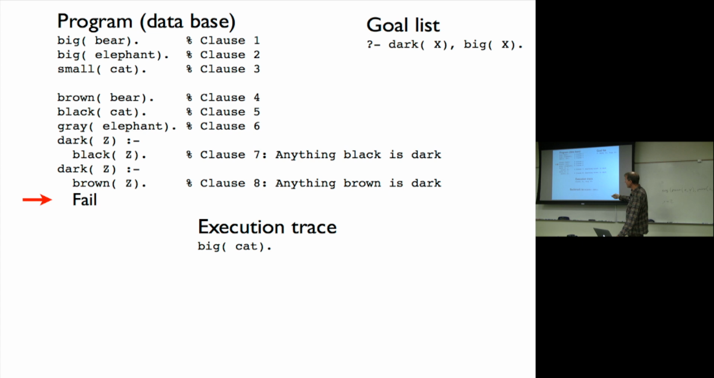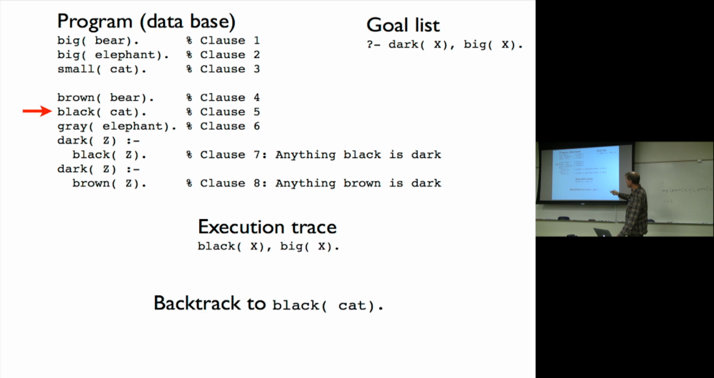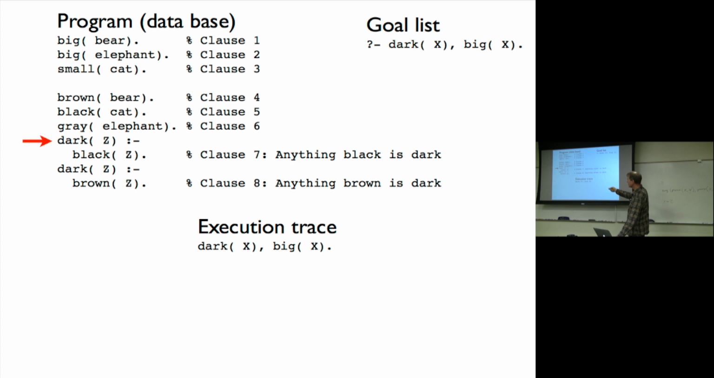Now that this fails, what happens? We backtrack to black cat. Are you with me? But now what do we do? It looks for anything else that could be black, and it fails. So then it goes back. Now it backtracks to dark Z, because that's where we got that failure. Are you with me? And now what does it do? It goes down to the next, dark Z, right? And now what happens?